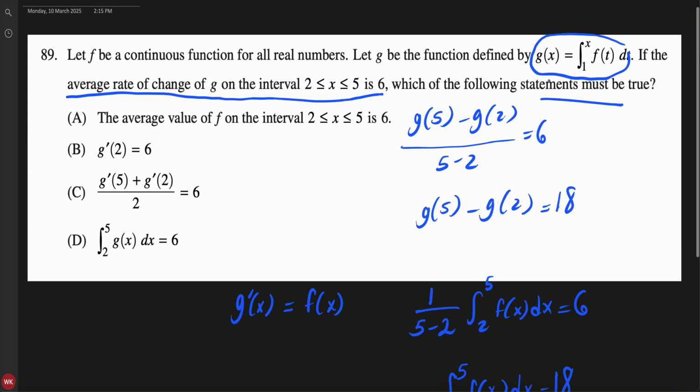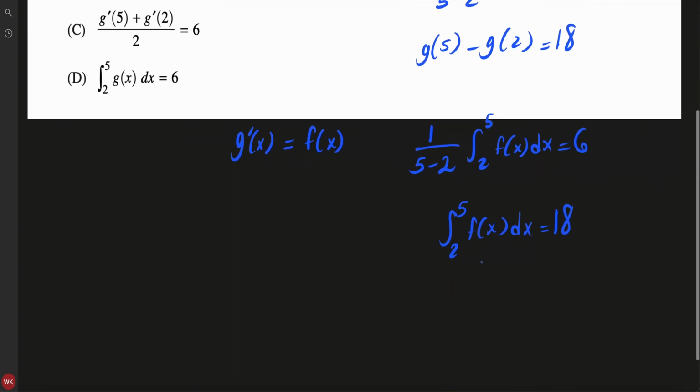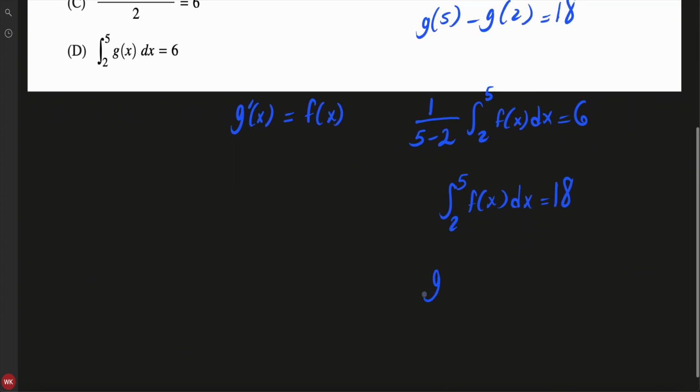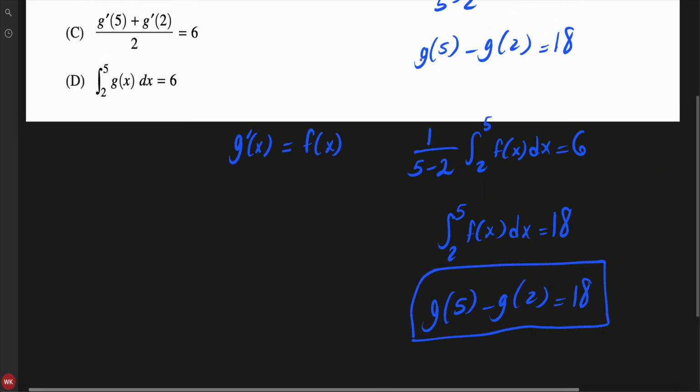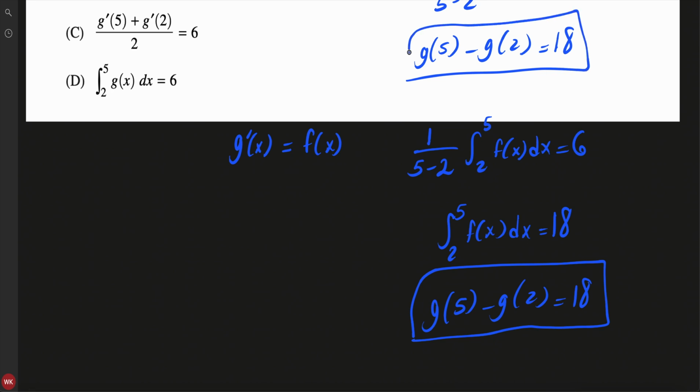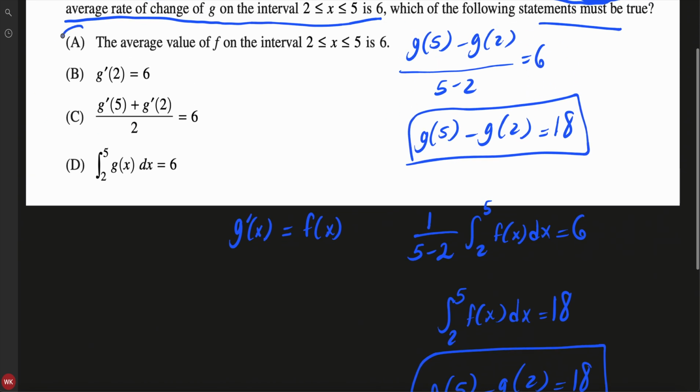Now, if I were to integrate, what I know is that g is the integral of f. So that means if I integrate f, I would essentially get g of 5 minus g of 2, which equals 18. And that's actually true because we already know that g of 5 minus g of 2 is equal to 18. So the answer is going to be choice A.